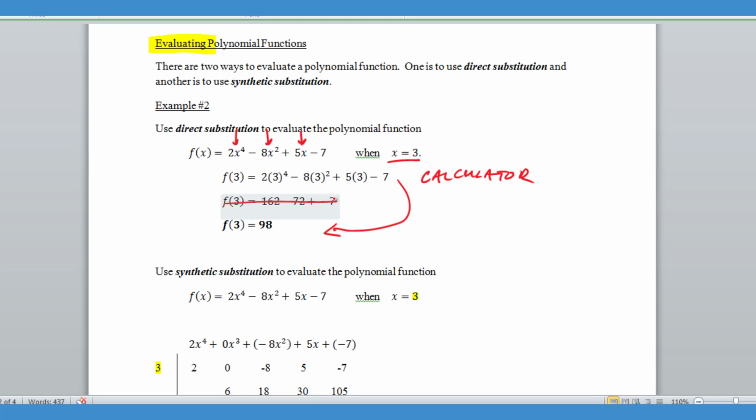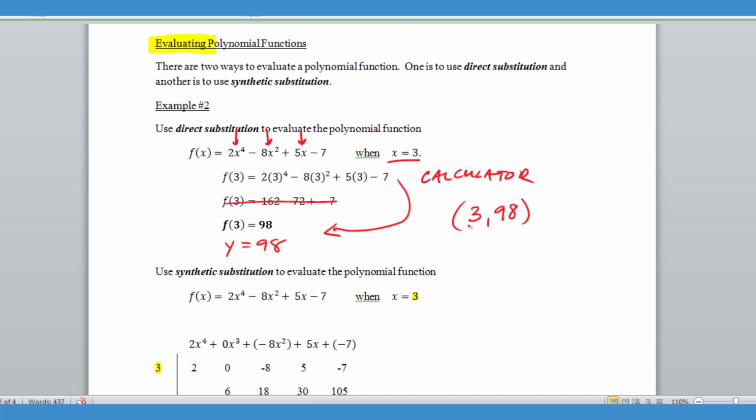Now, what we've basically done here with this direct substitution is we've said that when x is 3, our output value, f of 3, equals 98. And if you recall, f of x is the same thing as y. So we have basically created the point (3, 98). Now, obviously that's a long ways up the y-axis, but it is a point on this particular function. And so anytime you evaluate for x, you're receiving an output value that gives you a point on the graph. So keep that in mind.